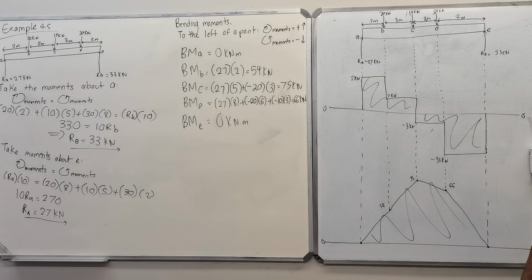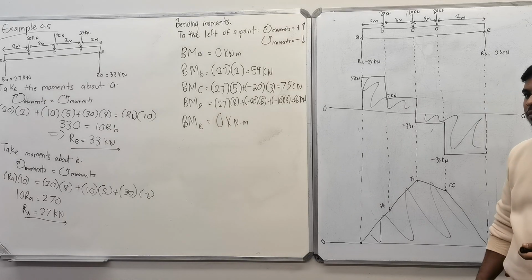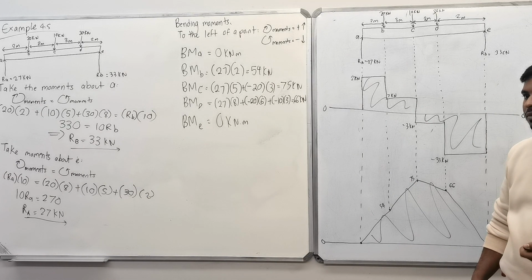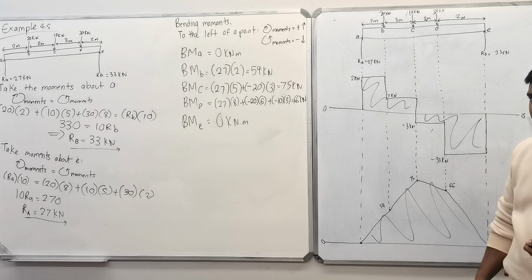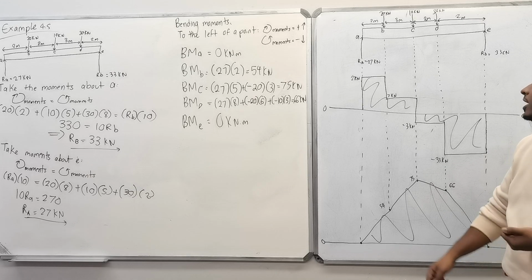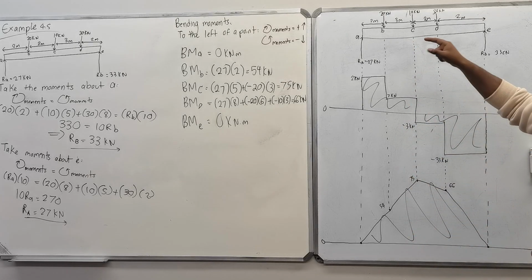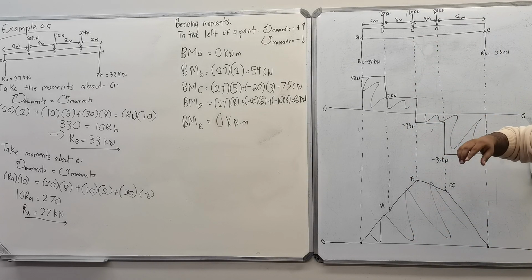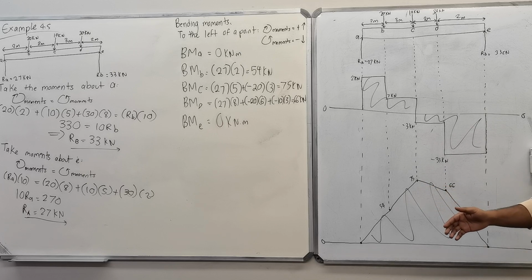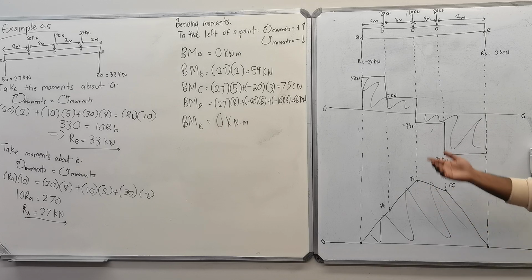Cool? So all those points, A, B, C, and D, are points where force acts onto the beam. But where is the point where it's going to be the most? It will be highest, 75.